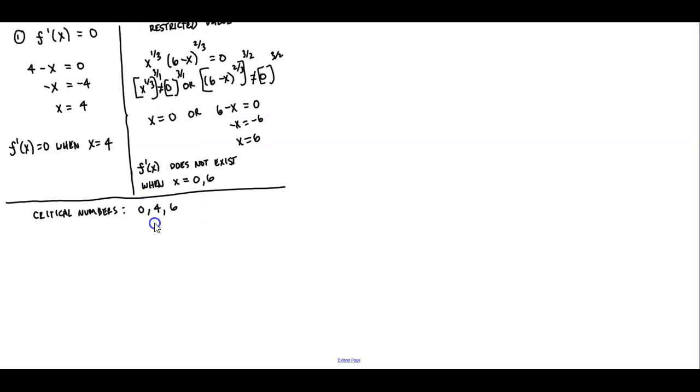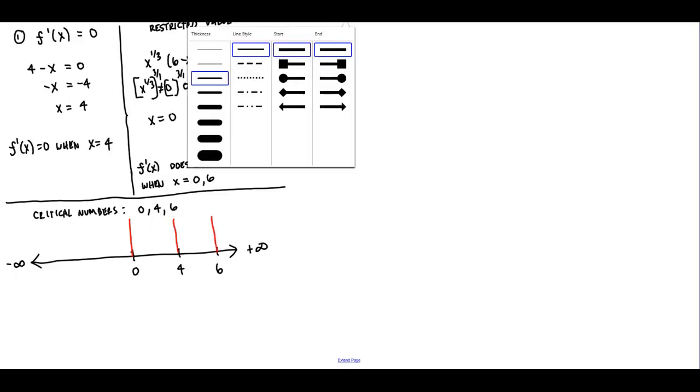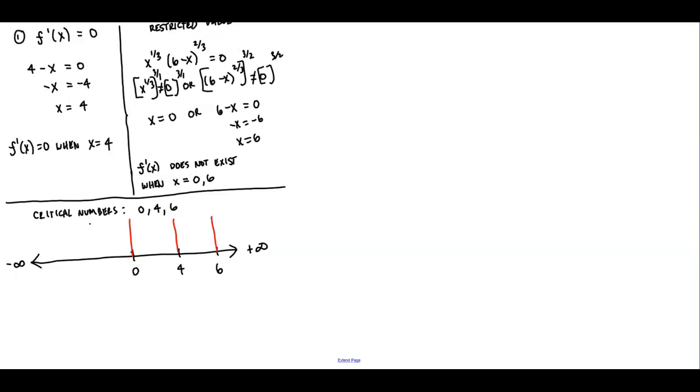So let's go ahead and draw our number line. We know we have 0, we have 4, and then we have 6, going from negative infinity to positive infinity. So here we now have 4 regions: 1, 2, 3, and then 4.